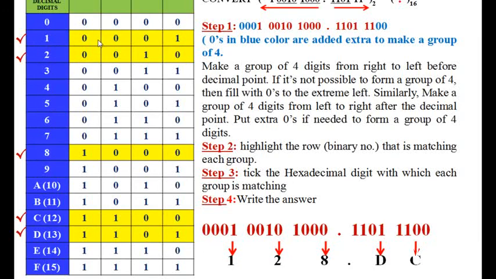Now this combination of 4 digits, match it with the hexadecimal number with which it is matching. 0001 is matching with hexadecimal number 1. 0010 is matching with hexadecimal number 2. 1000 is matching with hexadecimal digit 8. Point will remain as it is. 1101 is matching with the hexadecimal digit D. And finally 1100 is matching with the hexadecimal digit C.